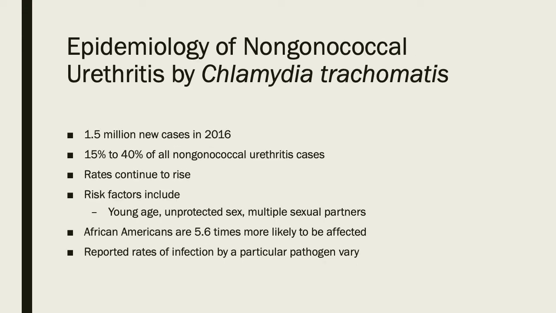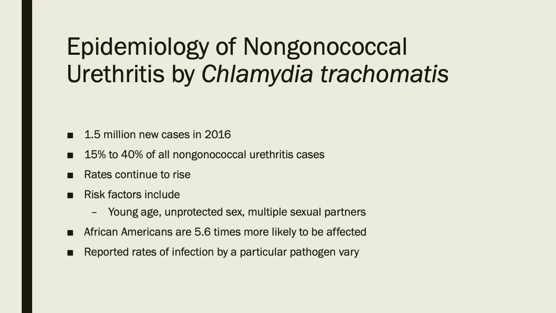The Centers for Disease Control and Prevention does not publish rates of urethritis as a syndrome. Instead, they break down sexual infection rates of urethritis by etiology. Urethritis caused by Chlamydia trachomatis was the most reported sexually transmitted infection in the United States, with over 1.5 million new cases in 2016, accounting for 15 to 40% of all nongonococcal urethritis cases.